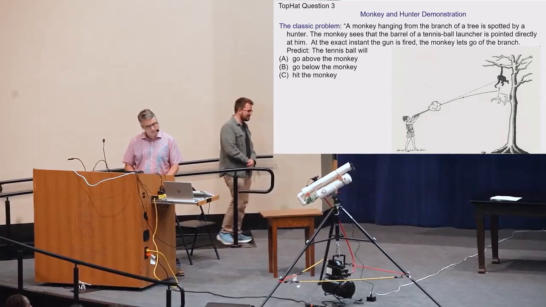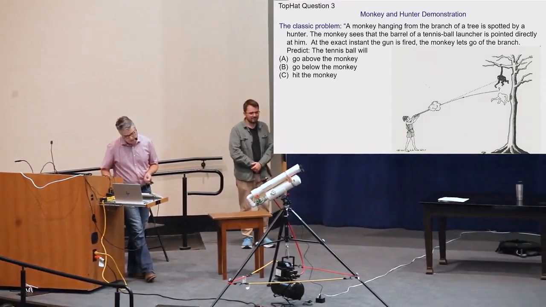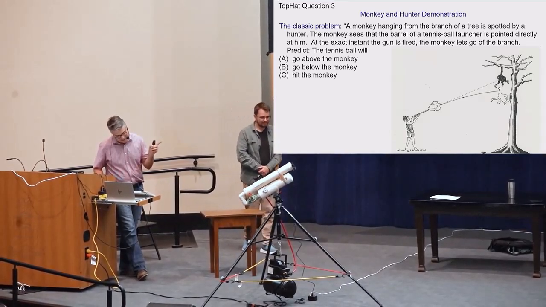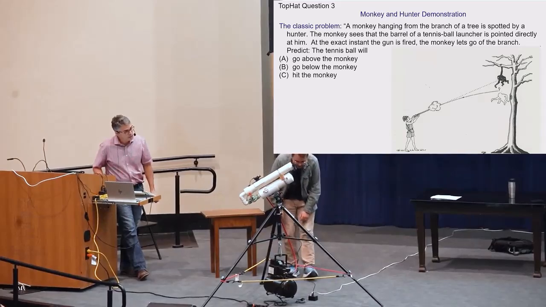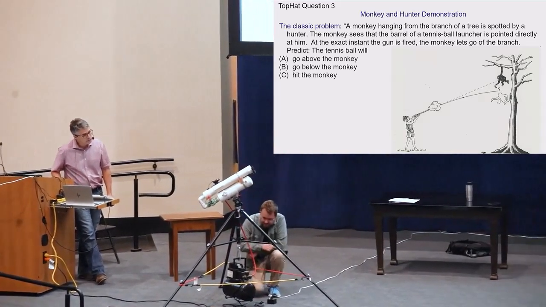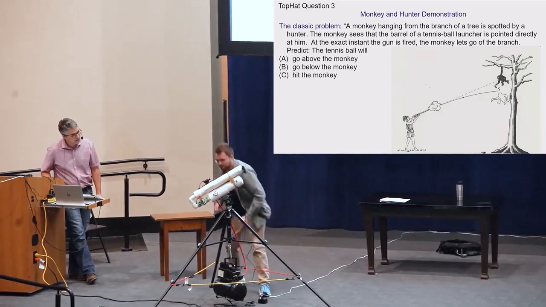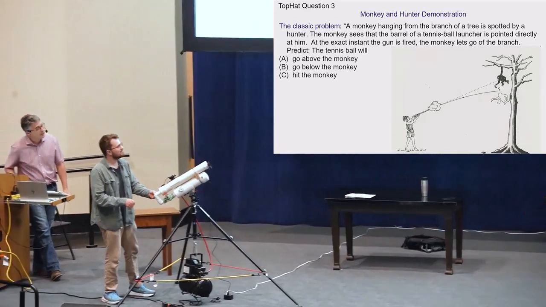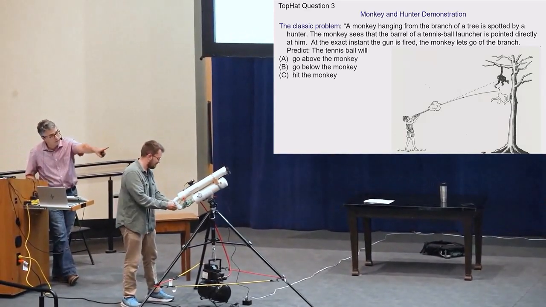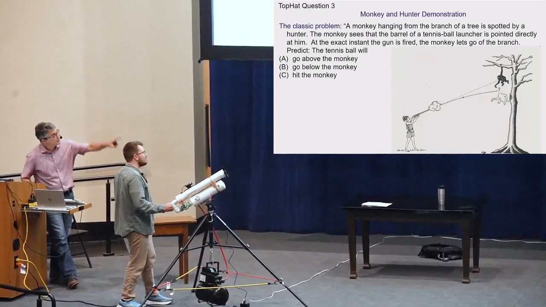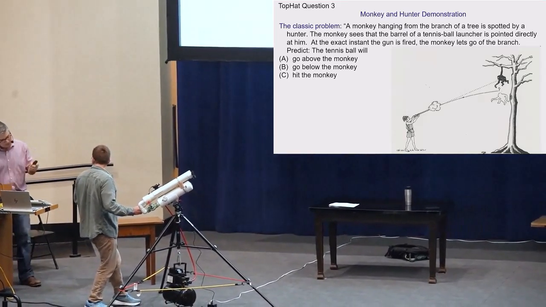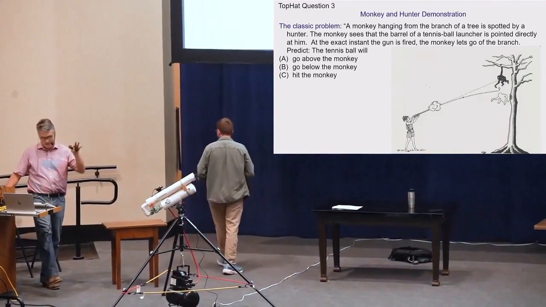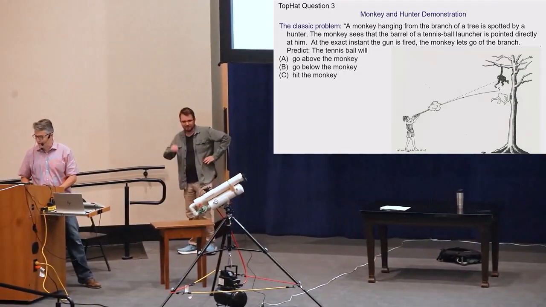The question is, the classic problem: the monkey is hanging from the branch of a tree and is spotted by a hunter. The monkey sees that the barrel of the tennis ball launcher is pointed directly at him. There's a laser pointer on there. Yeah, see the red dot? That red dot is parallel with the initial velocity of the tennis ball, and it's aimed right at him. At the instant when the gun is fired, the monkey lets go of the branch. Predict: the tennis ball will A, go above the monkey, B, go below the monkey, or C, hit the monkey.